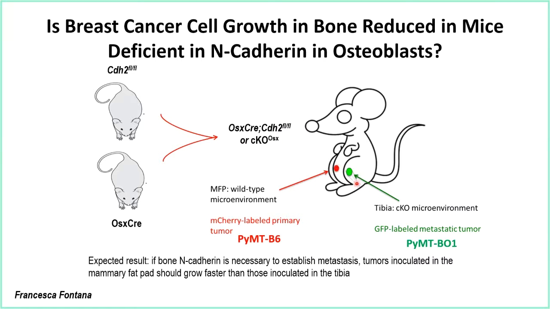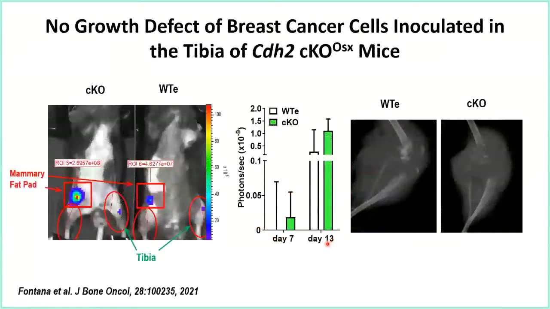and one in the tibia, to test whether in fact the lack of N-cadherin would inhibit growth in the tibia, as suggested by the model that I just presented to you. But in fact, we could not reproduce or at least validate the model.